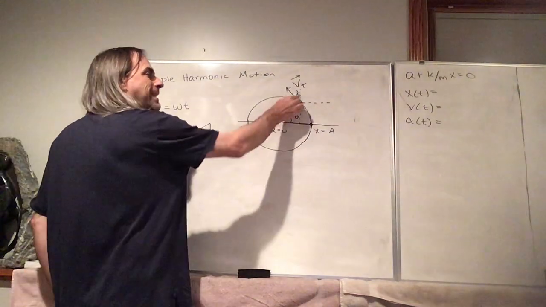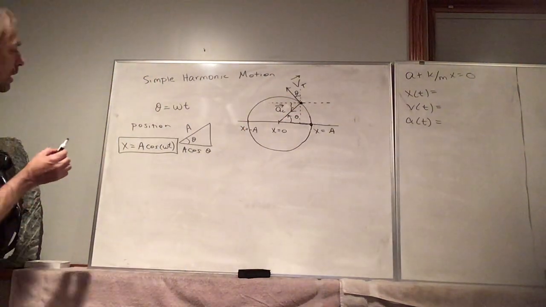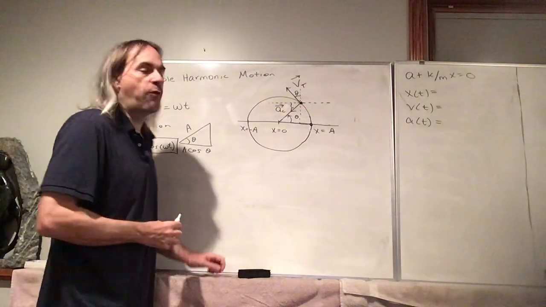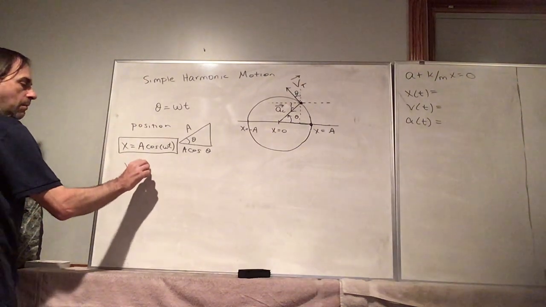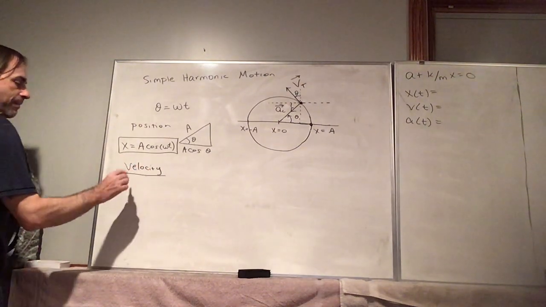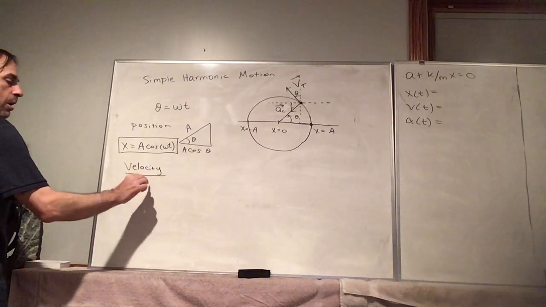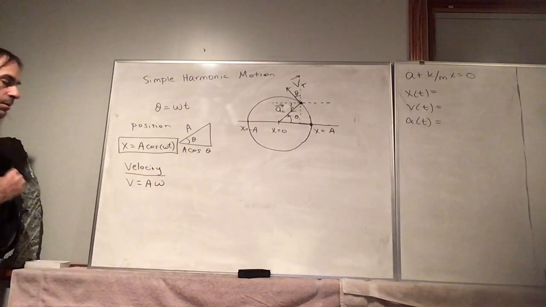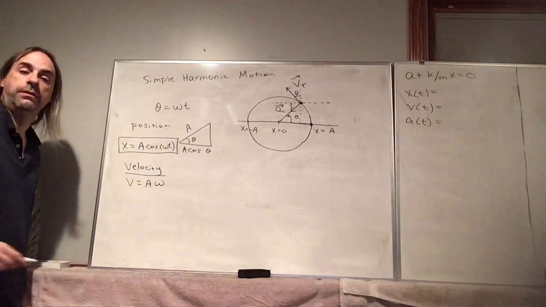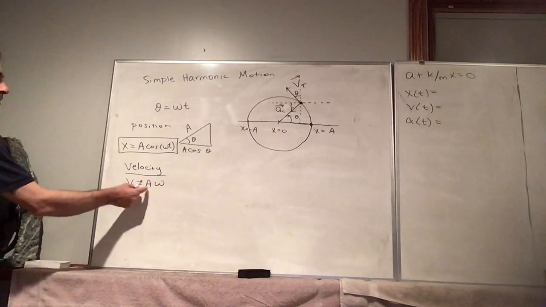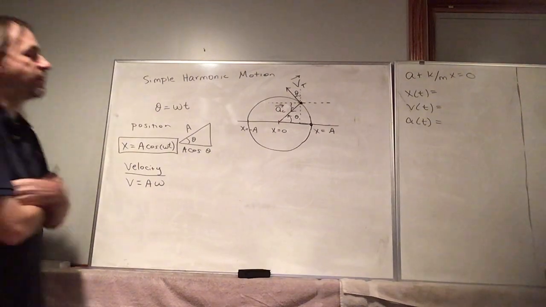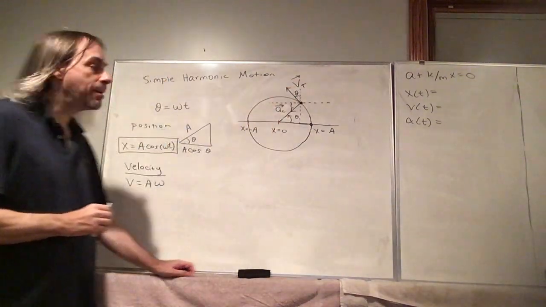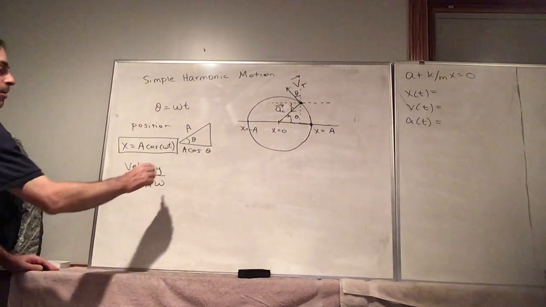Now let's look at this velocity vector next. So remember for uniform circular motion, in general, for velocity, v is equal to r omega. And the radius is a in this case. So v is equal to a omega. But we want the x component of velocity. So this velocity vector has x and y components. We only want the x component.